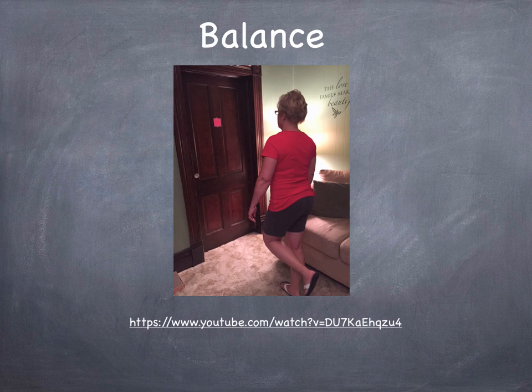Balance is obviously really important. It's going to affect how you walk, how you stand. So that's something that you definitely want to have. So for this, I had my mom stand on one foot. She's able to do this unassisted, but some patients may not be able to. So if you check out the video, again, I posted the link down below. I help support my mom.